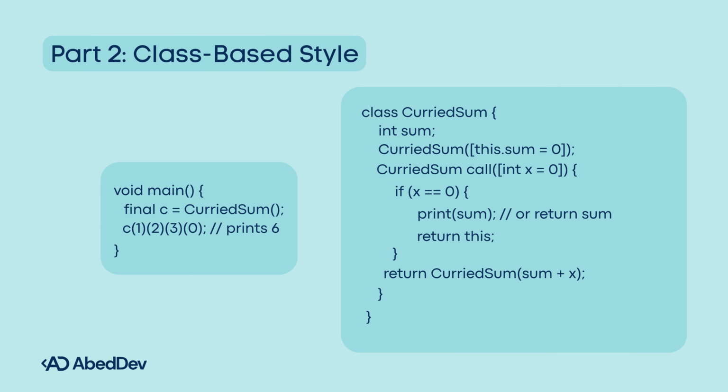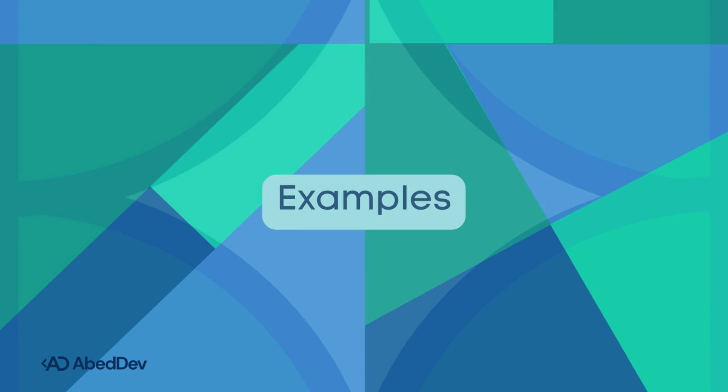If you like OOP style, you can wrap the logic inside a class by defining a call method, so your class interface behaves like a function. You can chain them just like before. Here is an example with a configuration builder.